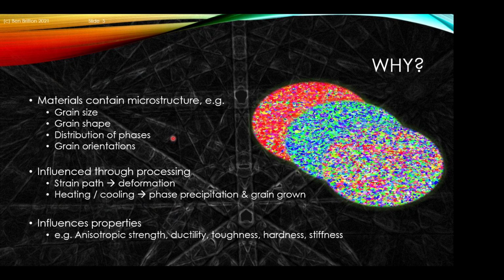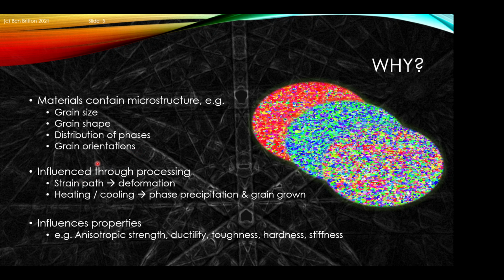So why might we want to use the technique? Well, EBSD fundamentally enables us to scan microstructures. We can use that to create quantitative maps that enable us, for instance, to evaluate the grain size, grain shape, distribution of phases, and fundamentally map the grain orientations in the object.